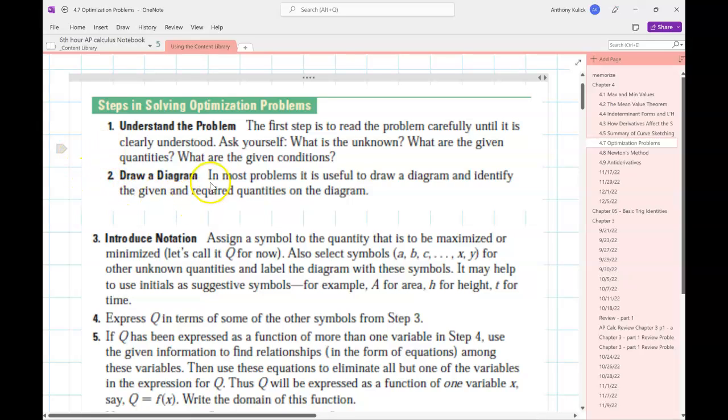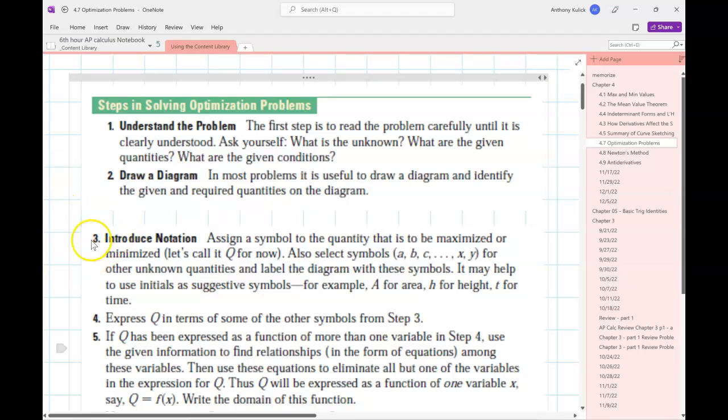Step 2 would be to draw a diagram. In most cases, these are going to be kind of geometric-ish questions where you can draw a curve, or a shape, or something to help you keep track of the quantities and the relationships involved.